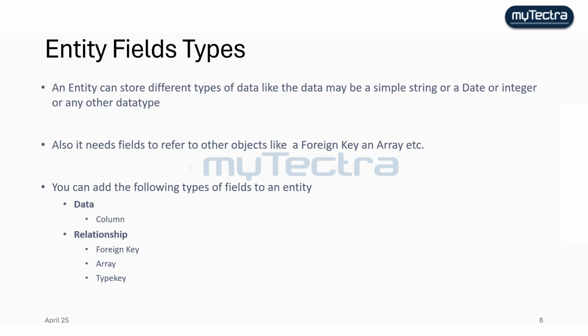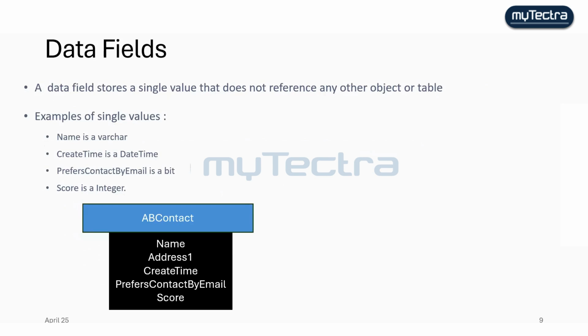So type key, correct. No need to explain. It is a predefined list of objects, generally used for the drop down. Another example. What is a data field? It stores a single value that does not reference any other object or table. For example, loss date need not go and refer anything else.